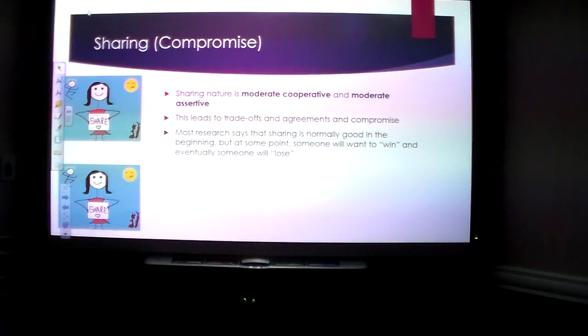So sharing is when you have assertiveness and cooperation, when you have trade-offs. But I need to stress this. The research says that most people will want to win, and eventually someone will lose. Even if you try to share in the beginning, there's still going to be somebody who dominates, somebody who's the winner, and inevitably somebody who's the loser. So you have to keep that in mind when you're thinking about conflict, it's certainly an approach that you need to take.